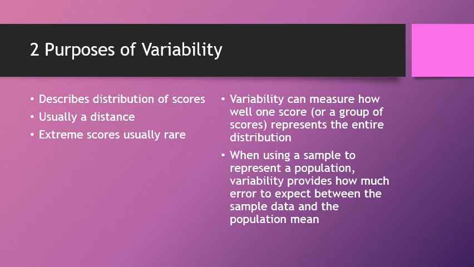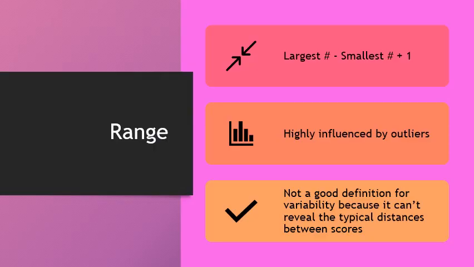When using a sample to represent a population, the variability provides how much error to expect between the sample data and the population mean, okay? So for example, if I chose that sample that had an 87, well, that's really not representative of my whole population of all my classes added together, which say had an average of, say, 82. So that's called error. We'll talk more about that in a little bit.